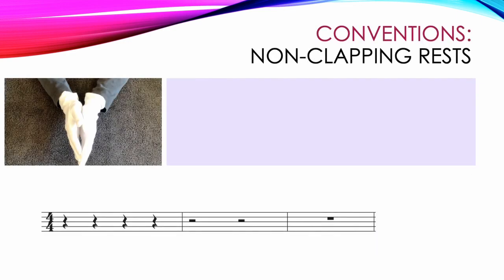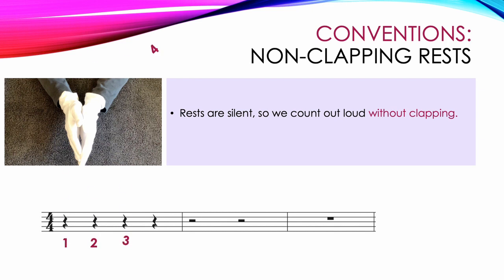Now let's take a look at the conventions for how to clap and count rests. The first thing we need to know is that rests are silent. So we count out loud without clapping. In the first measure, we have 4 quarter rests. So we would still say out loud 1, 2, 3, 4, but we don't clap.